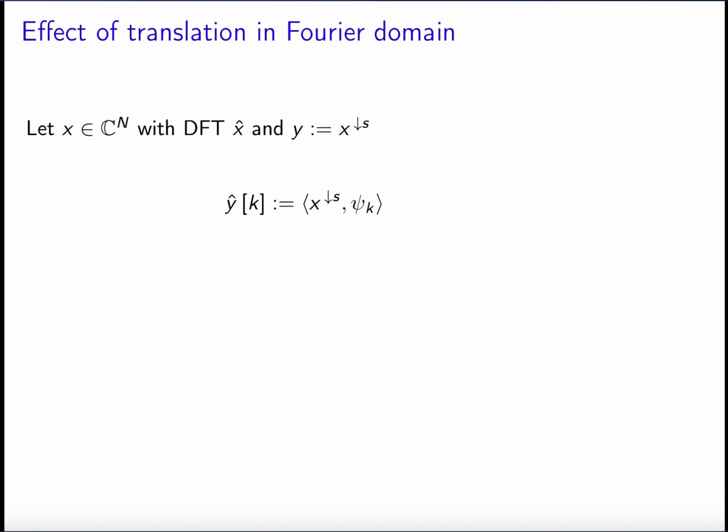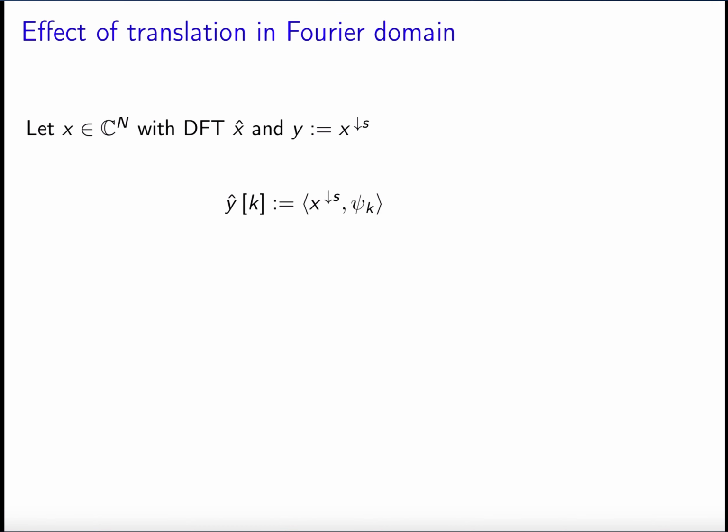Okay, so now we're going to see what happens when you translate a signal, what happens to it in the Fourier domain, because the reason is that when we apply convolutions, we're taking essentially inner product with translated signals.